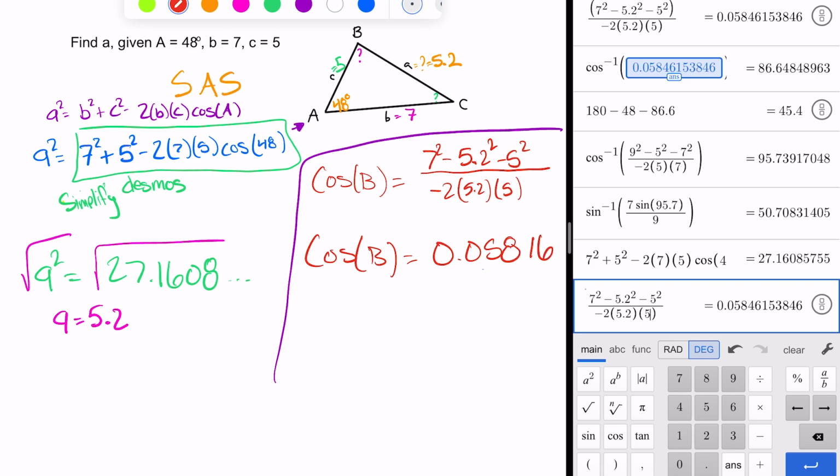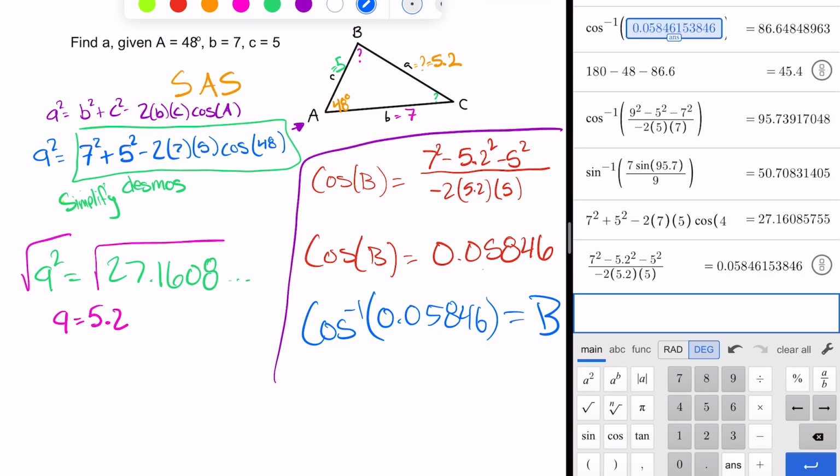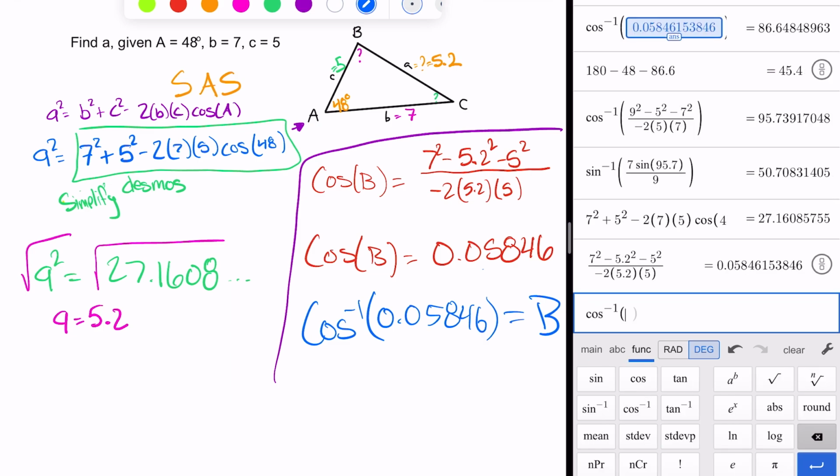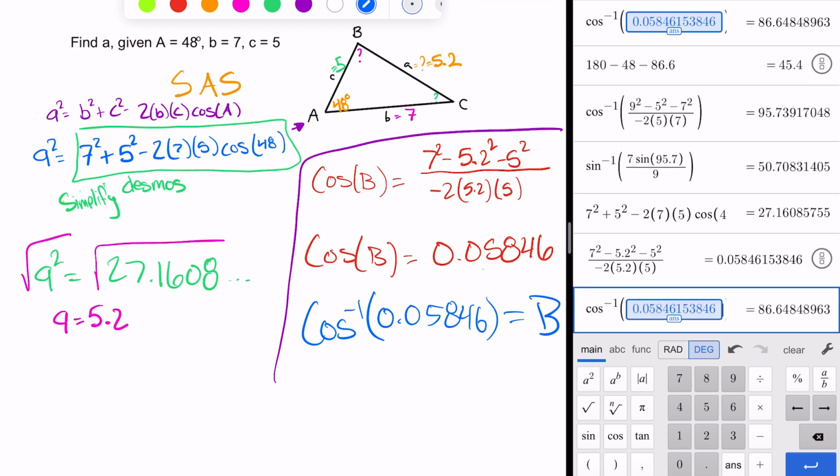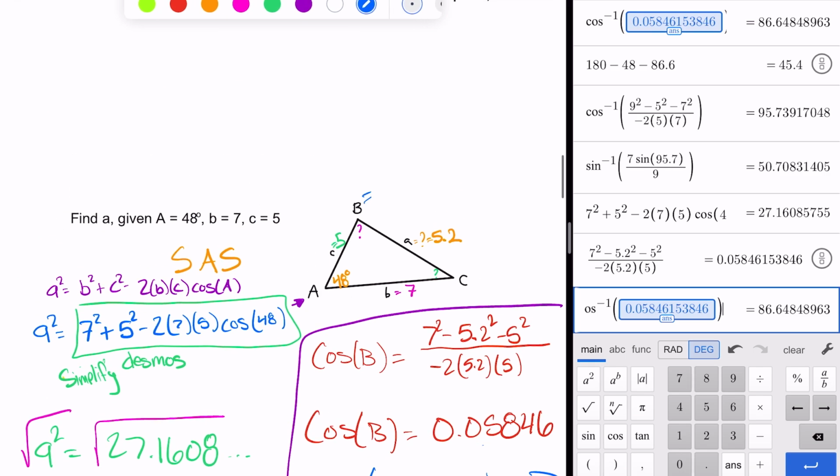0.058846. In order for us to get this cosine by itself, I'm going to have to take the inverse cosine of 0.05846, and so on, equals B. So if I click enter, go to function, inverse cosine, and then I can use the last answer. And that is going to give me that B is equal to 86.64.